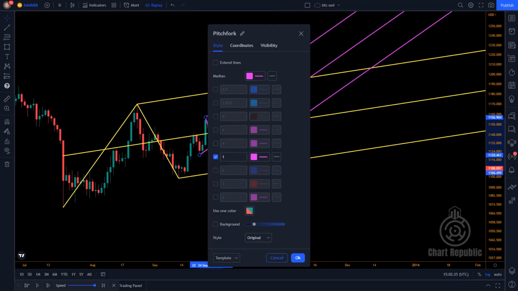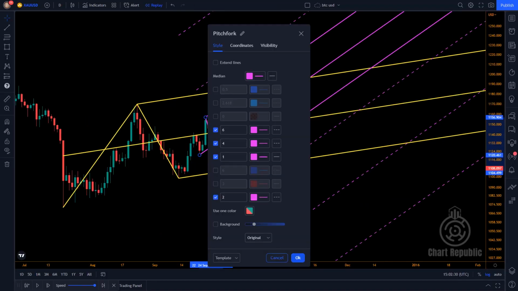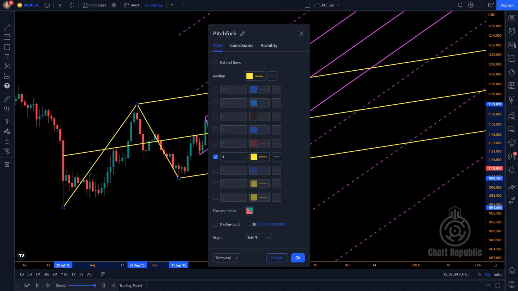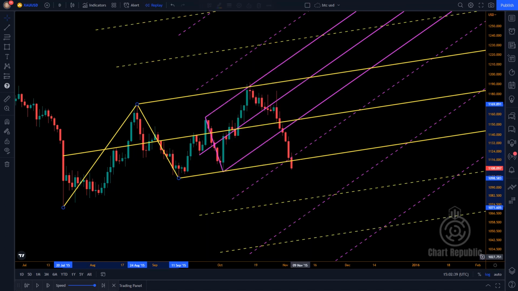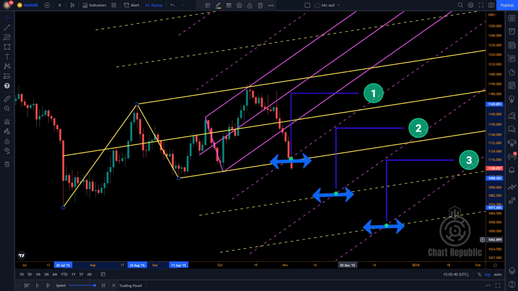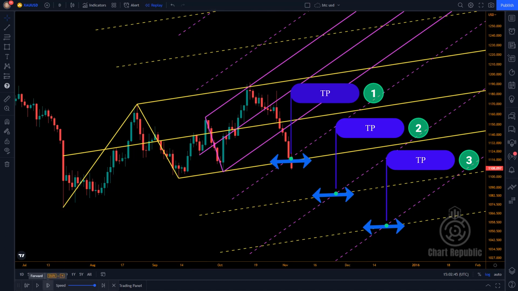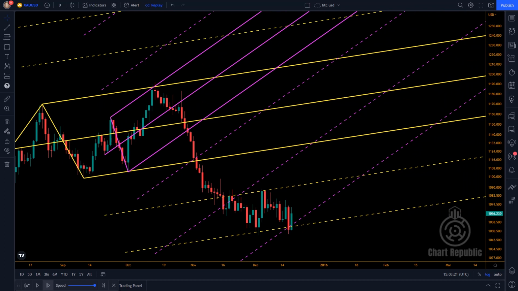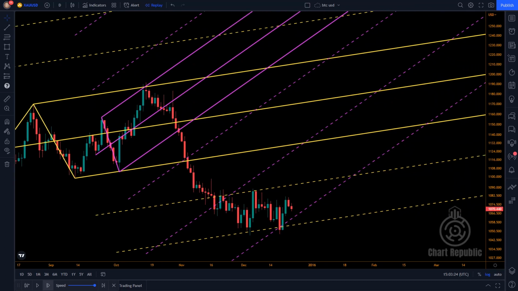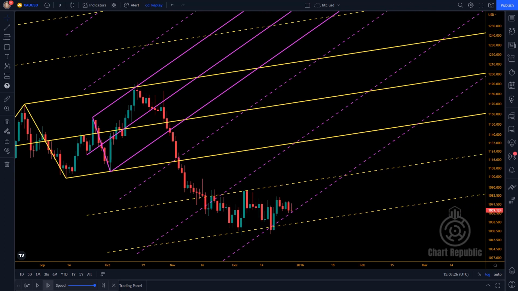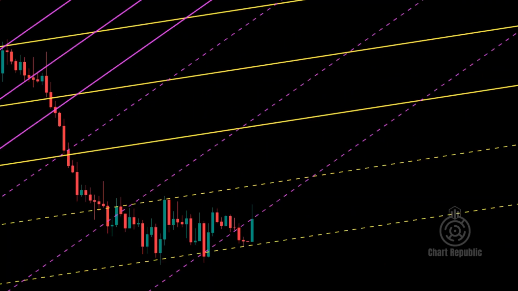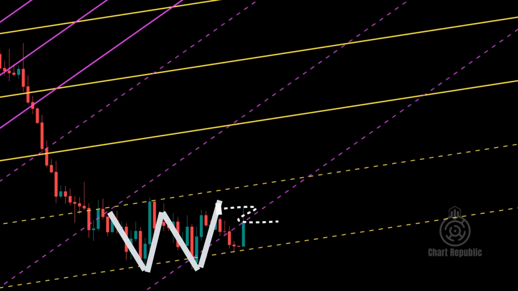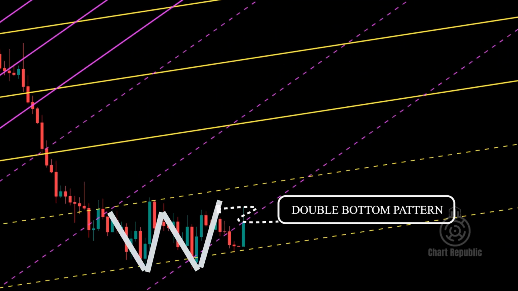Therefore, with the help of a sound money management plan, we can place 3 take-profit levels at the specified intersections between the different warning lines of these 2 pitchforks. As can be seen, the price has reached all 3 levels. Subsequently, the price began to rebound specifically from this point, which is an interesting development in this case. Then, after forming a reversal pattern, it started a new uptrend.